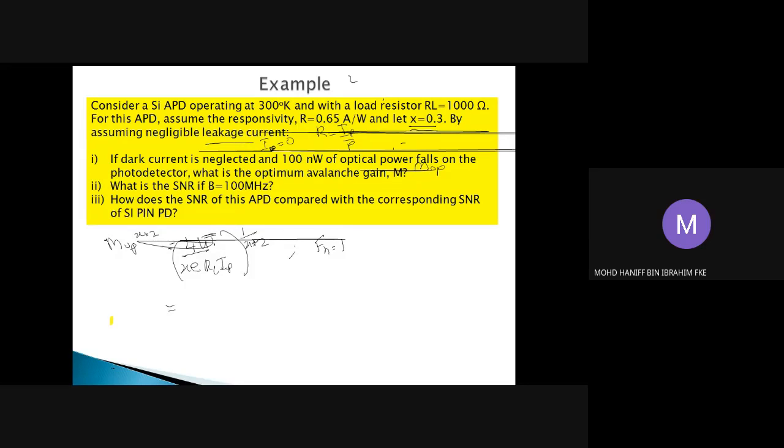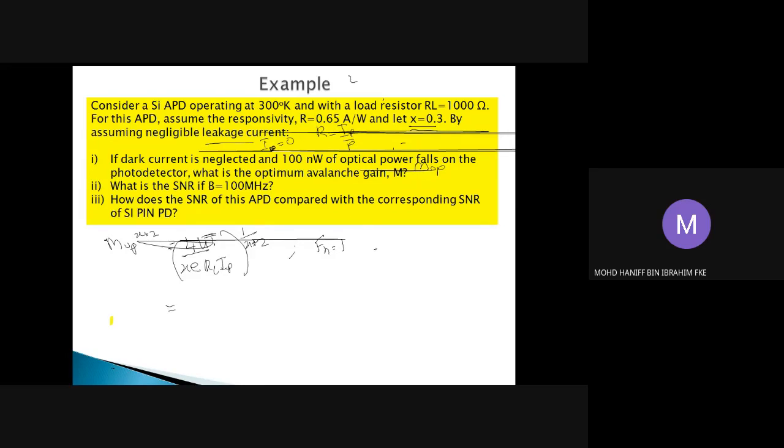K is the Boltzmann constant, 1.38 times 10 to the negative 23, X is 0.3, and E is the charge amount, 1.6 times 10 to the negative 19. RL is the load resistance of 1000 ohm, and IP is to be obtained. We can find IP based on this relationship between the responsivity and the power.